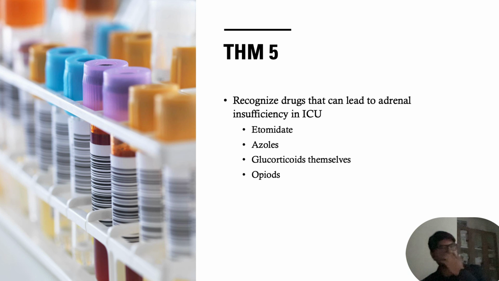Remember, there are a lot of drugs that can lead to adrenal insufficiency in the ICU, right? So it could be an iatrogenic problem: etomidate, azoles, glucocorticoids, opioids, including, remember, tramadol is very well known to produce adrenal insufficiency. So patients on tramadol for a long time, right? We don't do this, but a lot of these ortho patients have been on tramadol. I've seen Ultracet being used like anything, right? But that also can lead to adrenal insufficiency.